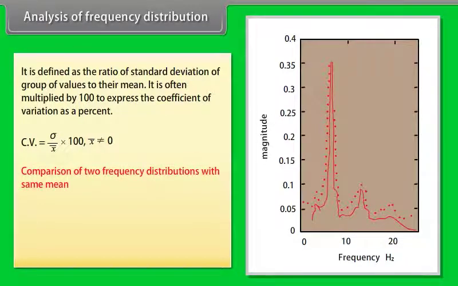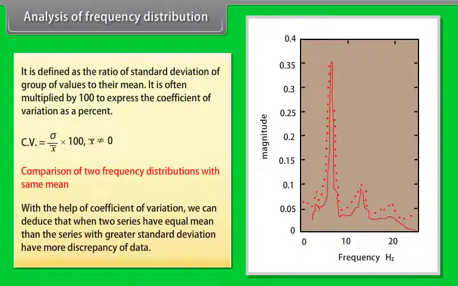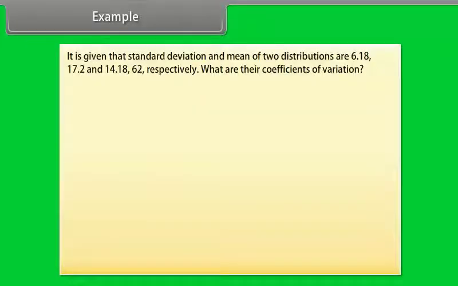Comparison of two frequency distributions with the same mean. With the help of coefficient of variation, we can deduce that when two series have equal mean, then the series with greater standard deviation has more discrepancy of data. Example: it is given that standard deviation and mean of two distributions are 6.18, 17.2 and 14.18, 62 respectively. What are their coefficients of variation?